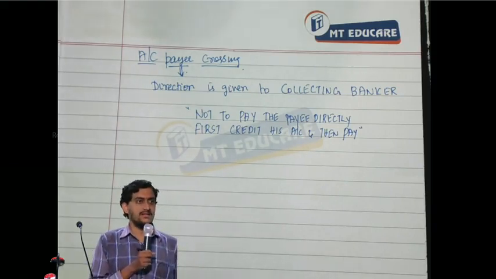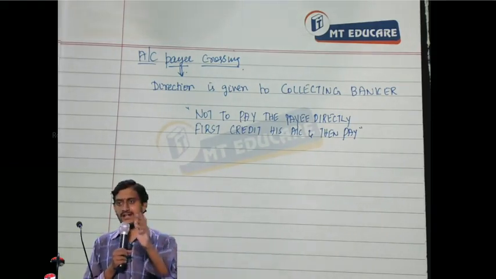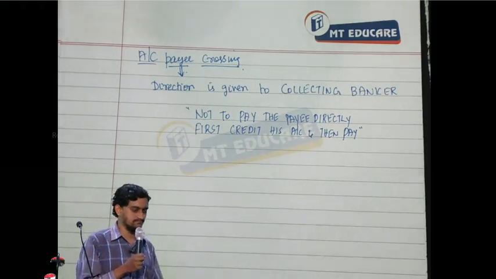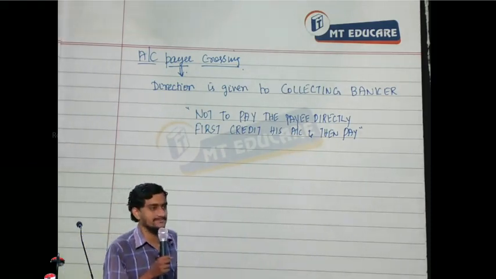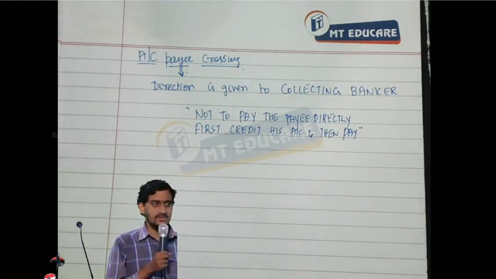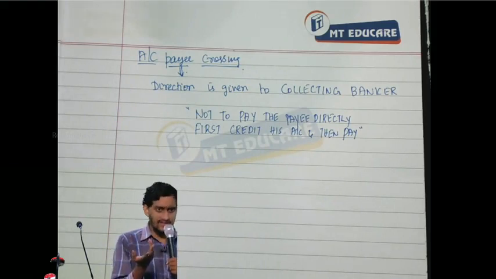Whose name is written? R. Somen Narayanan is written. I took this check, went to the banker and told him, I am Somen Narayanan, make payment to me. I told the banker, and the banker will make payment.